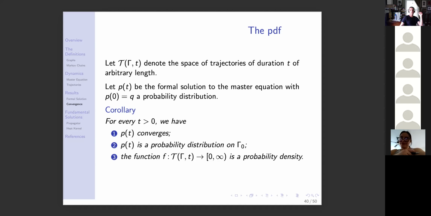Okay, and it's a probability density on the space of trajectories. So the integral over the entire space of trajectories is one. And that's all. That's what it means to be a probability density. Okay, so here's the proof of one, two, and three.